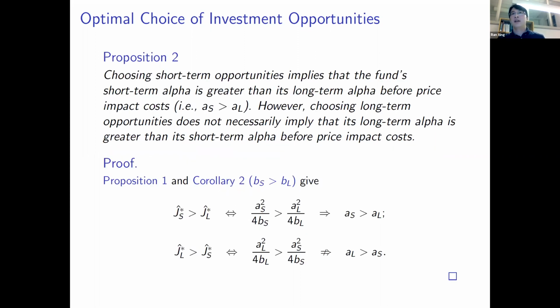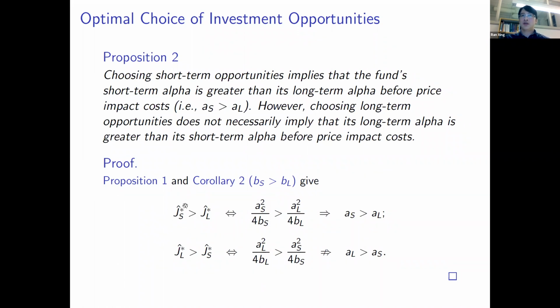In proposition 2, we focus on the alpha part. Proposition 2 tells us that choosing short-term opportunities implies that the fund's short-term alpha is greater than its long-term alpha before price impact cost, that is, AS is larger than AL. However, choosing long-term investment opportunities does not necessarily imply that its long-term alpha is greater than its short-term alpha before price impact cost. I think it is better explained in this formula.